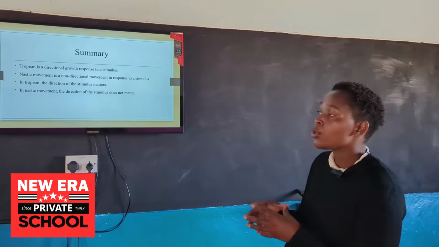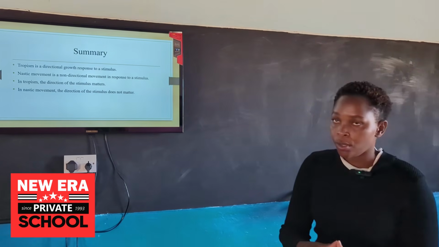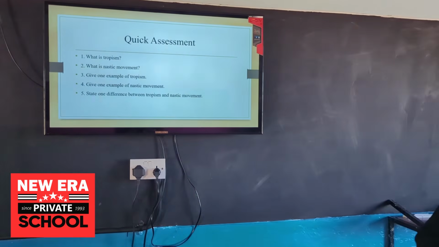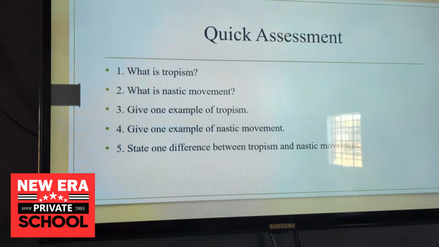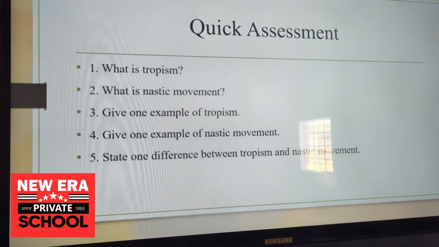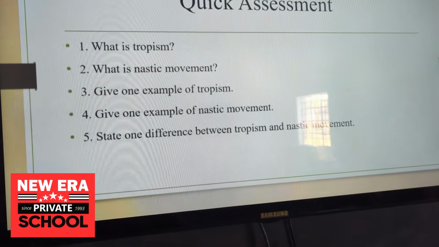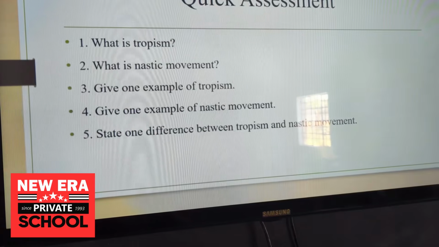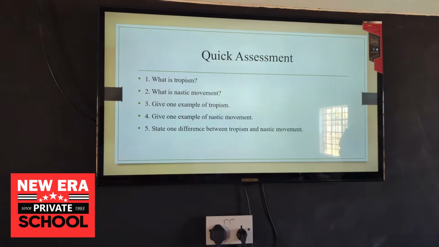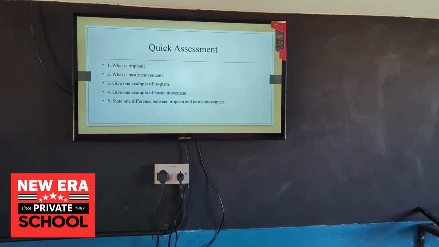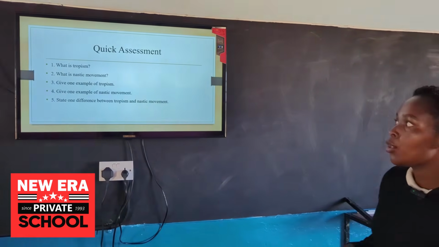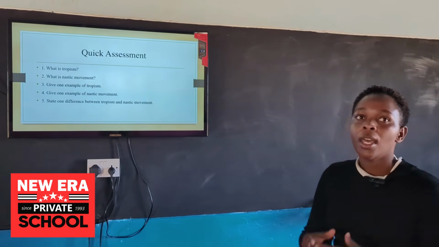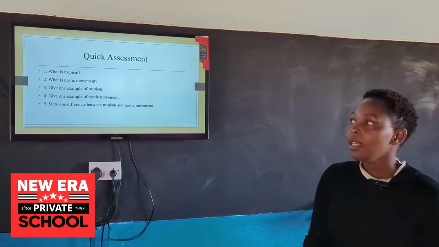For you to know that you have understood the lesson, you must be able to answer the following questions. Number one, what is tropism? Number two, what is nastic movement? Then give one example of tropism. Give one example of nastic movement. Lastly, state one difference between tropism and nastic movement. If you are able to answer all the questions, know that you have understood the types of plant response.